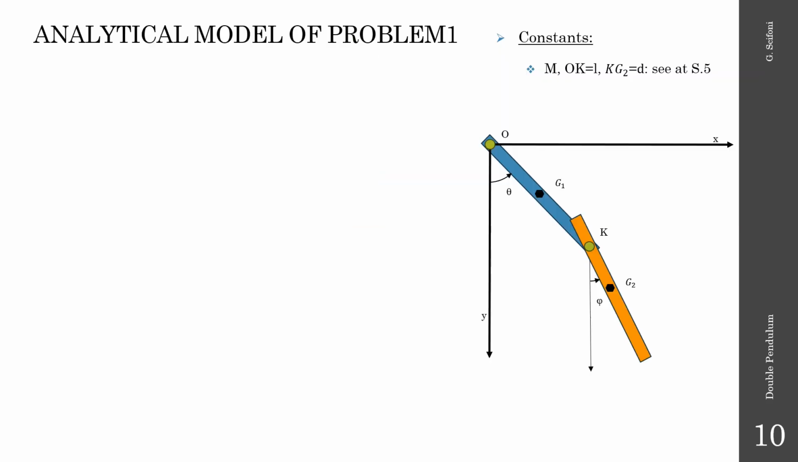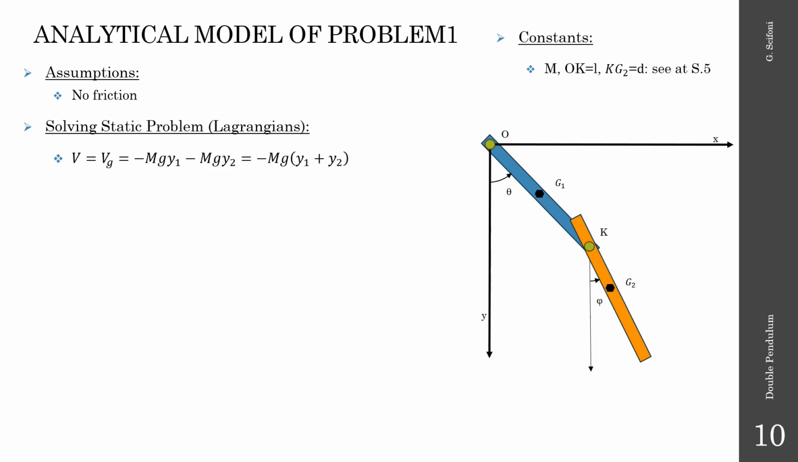As seen in one previous video, we want to solve the problem analytically by using the Lagrangian theory. The only assumption used in the model is that there is no friction. The method says we need to write the potential energy of the system, capital V. That is only gravity potential energy. The potential energy of the system is the sum of the potential energy of each bar.